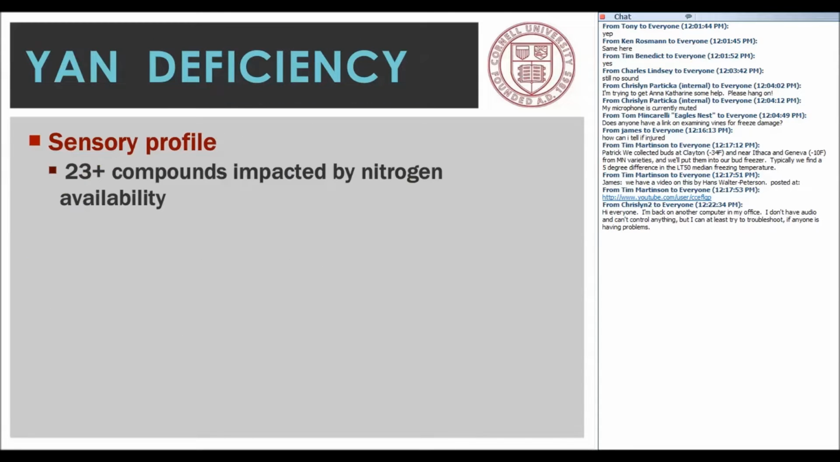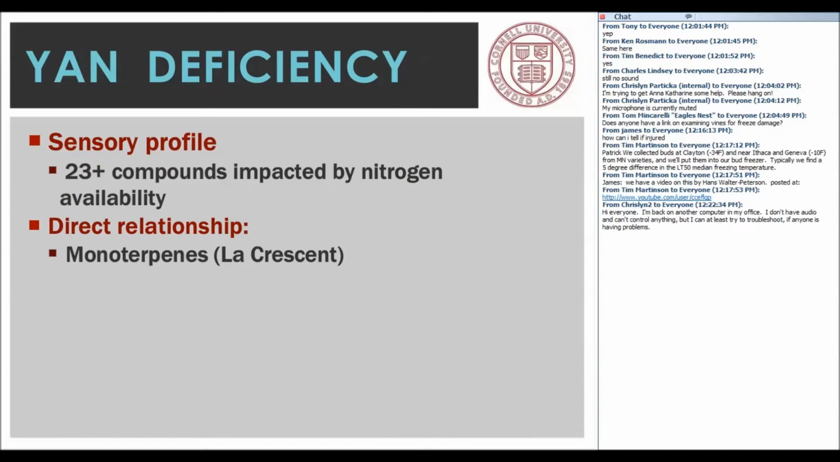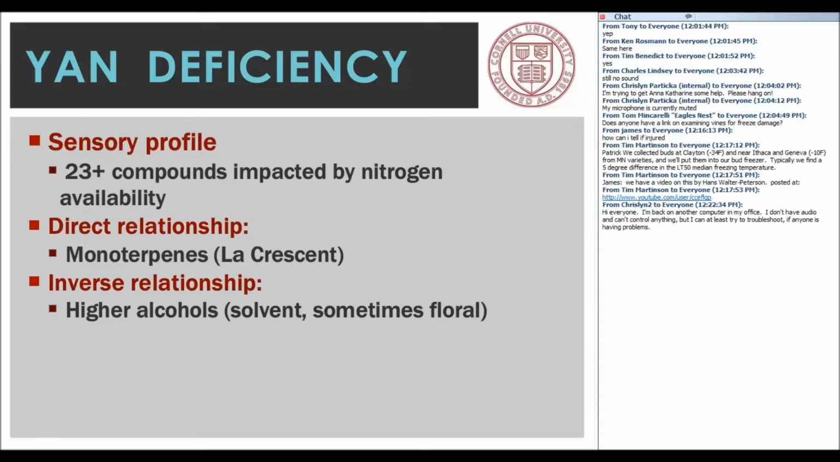All right, so the flip side of YAN deficiency, more YAN deficiency. YAN deficiencies also impact your sensory profile. There are about 23 compounds that are impacted by nitrogen availability. The correlations are not always direct, but some are. Monoterpenes, which we find in the Muscat, and also, if you are in New York, things like Gewürztraminer, Riesling, and Muscat, some of the aromatic whites, can be impacted if there is not enough YAN to build those compounds.